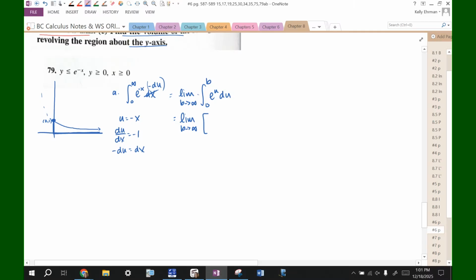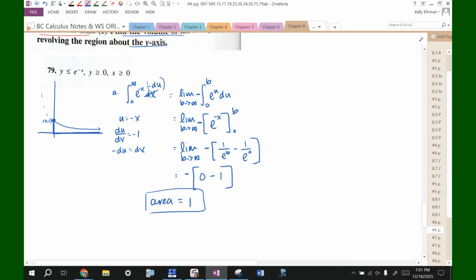Oh, wait, negative. Sorry, I keep doing the u sub and then not actually putting it in. So I'm going to keep my negative out here. Negative e to the negative x from 0 to b. When I plug in b, I'm going to rewrite this as 1 over e to the b minus 1 over e to the 0. Now take that limit. 1 over e to the infinity is 0 minus 1 over 1. Negative 1 is positive 1. So the area under that curve is equal to 1.